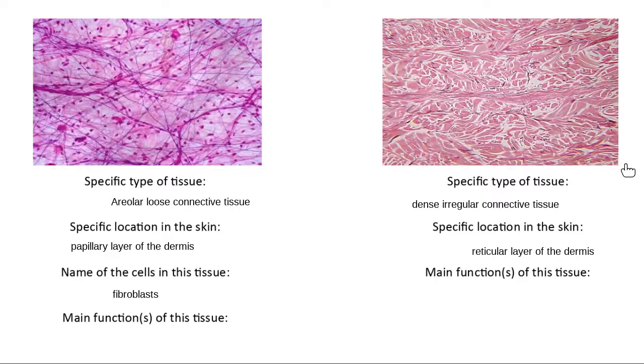Dense regular connective tissue, which we'll look at tomorrow in our histology review, is really good in one direction because all of its proteins are arranged the same way. But dense irregular connective tissue, that's good in all kinds of directions, like we see here.